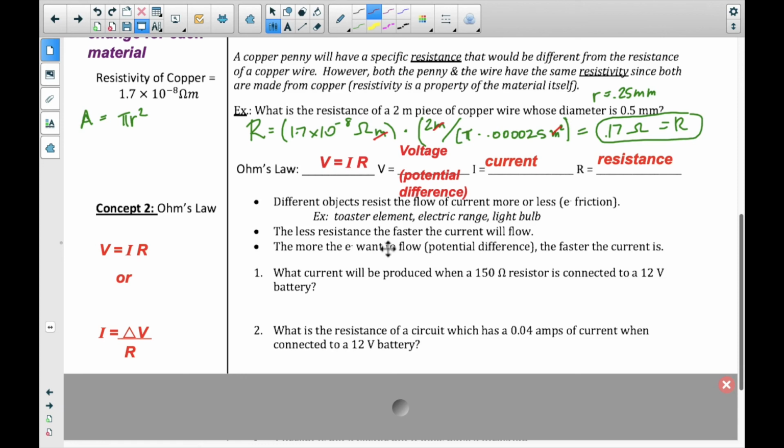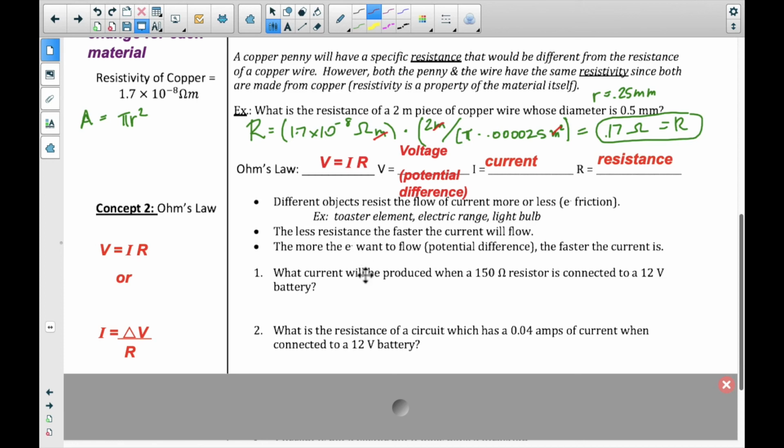The less resistance there is, the faster the current will flow. Back to the hose. If you have a really skinny hose, you're going to have not much flow. If you have a really wide, big, fat hose, you're going to have a lot of flow. Same thing with wires. A skinny wire, a little bit of current. A big, fat wire, a lot of current.